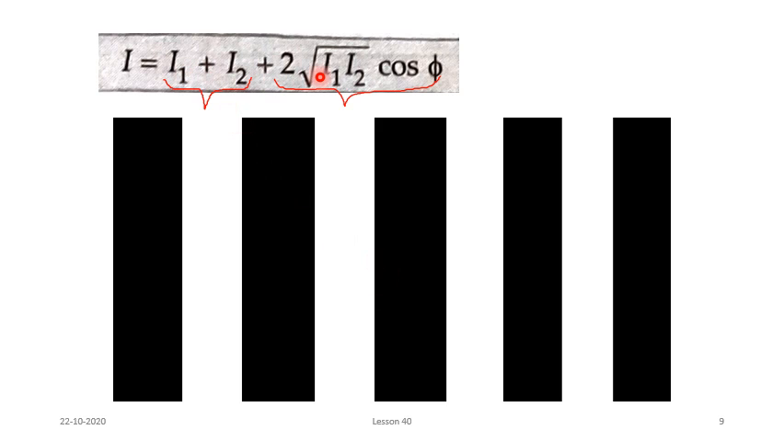So how can we obtain this condition? This condition can be obtained when this term will be negative. So for dark fringe, my cos phi term will be negative, and in the case of dark fringe, the two waves destroy each other, hence we can call it destructive interference. So let us discuss the condition for destructive interference.